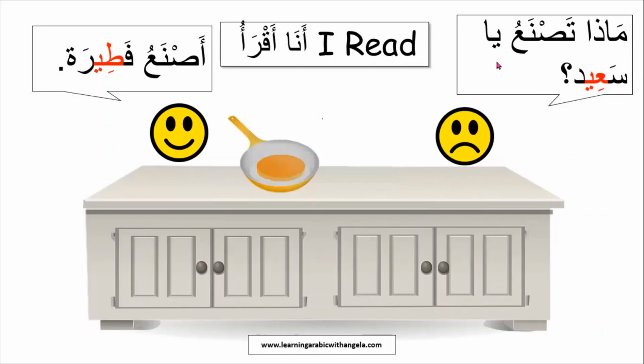ماذا تصنع يا سعيد? What are you making or preparing? أصنع فطيرة. A pancake. Notice that the round ta, we don't pronounce it when we're in pause or at the end of the sentence when we have a full stop. So we're not going to say fatira tun. We're going to say fatira and stop. It's more of an ah sound at the end.